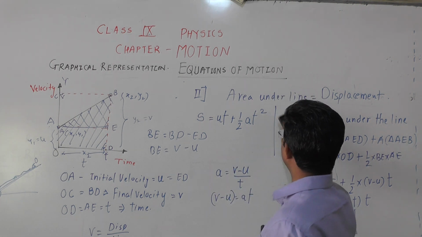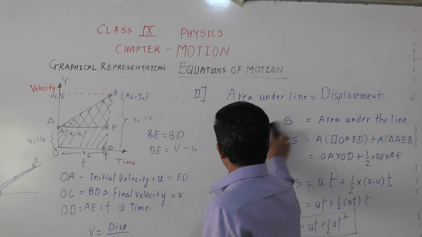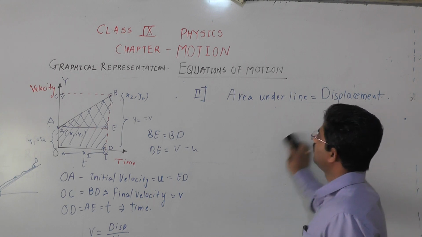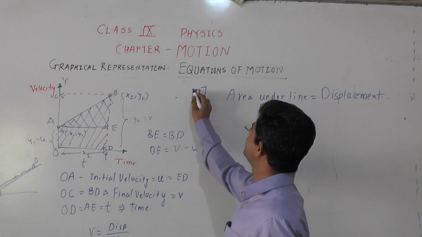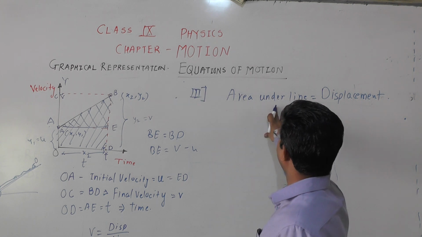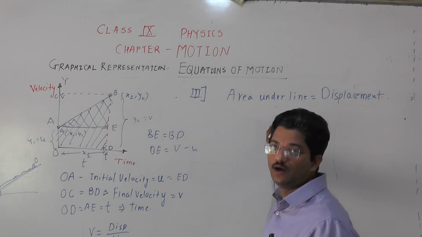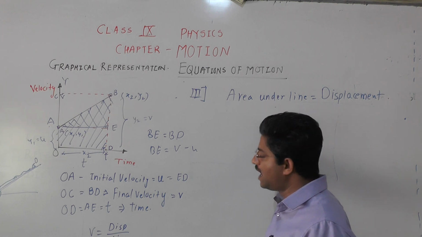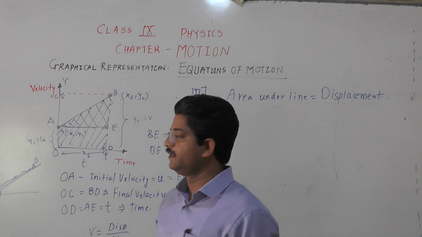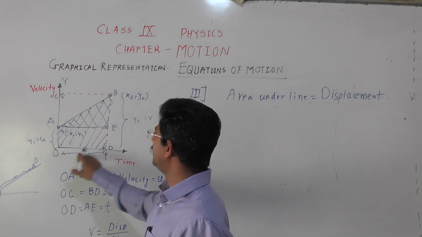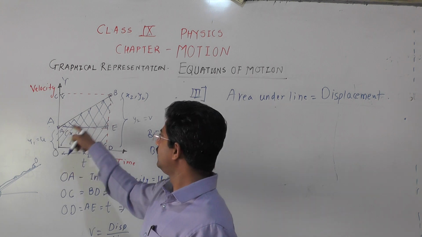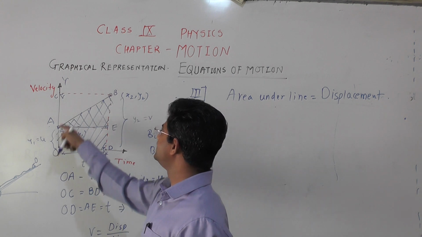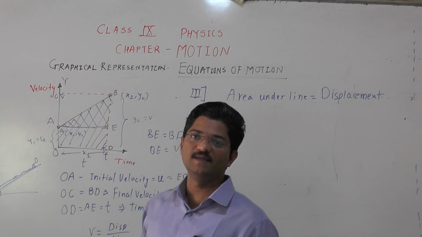Now in the third equation, our way to derive it will be the same as the second equation of motion. Again, we are going to consider the area under the line. But that area we are not going to cover in parts but as a whole. If you look at this diagram, the whole shaded area, the figure AODP, forms a trapezium. So what is a trapezium?